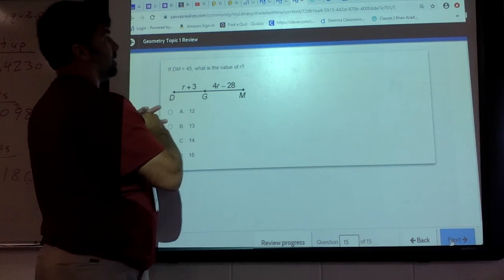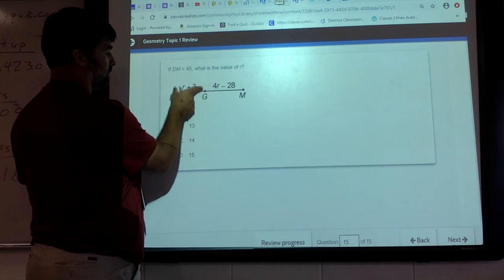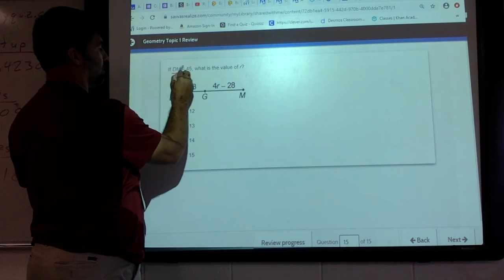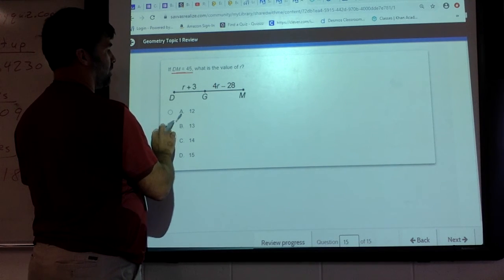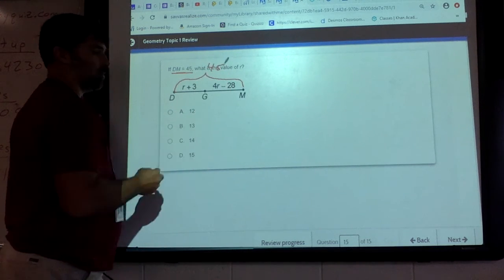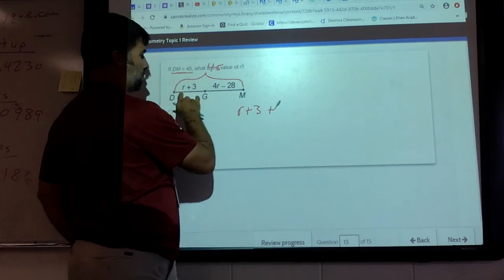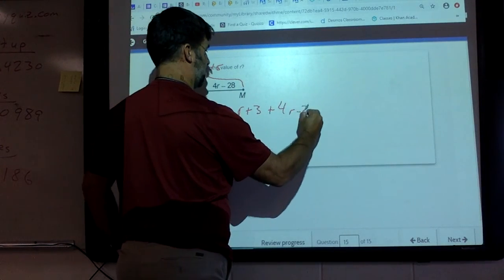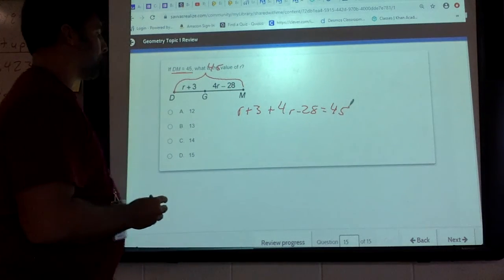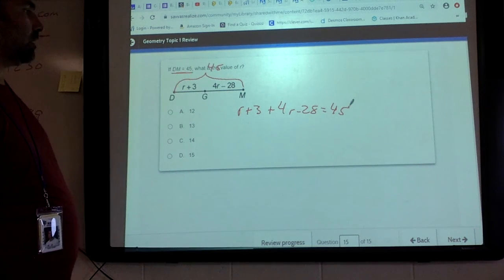Line segments. All right, you had a test on this. So I got segment DG is R plus 3. I got segment GM is 4R minus 28. And in the statement, DM is 45. Well, DM is this whole thing. So it's pretty straightforward. I got R plus 3, that segment plus that segment is going to give me the whole thing, which is 45. And the question is, what is the value of R? So I just solve this for R, and we're good to go.